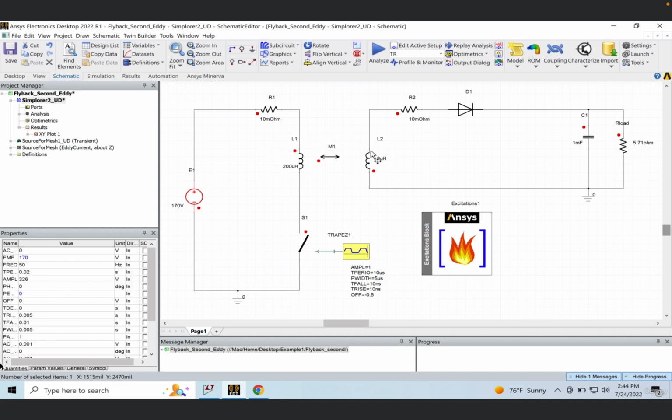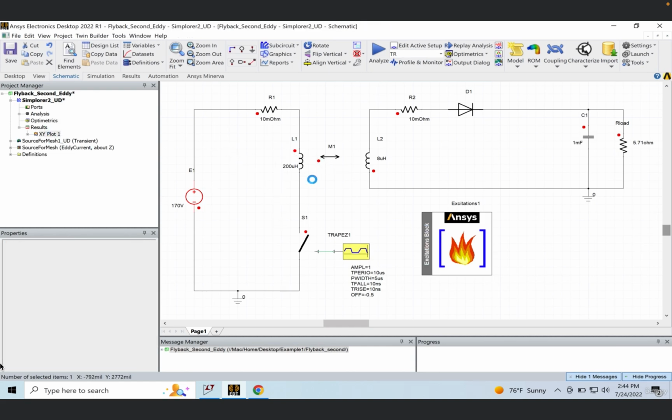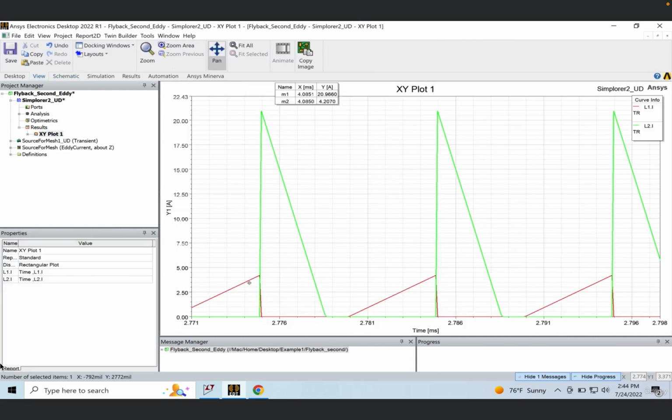We will be modeling the transformer L1, L2 as primary and secondary, and we will take these waveforms, excite the transformer with that, and try to find the losses.